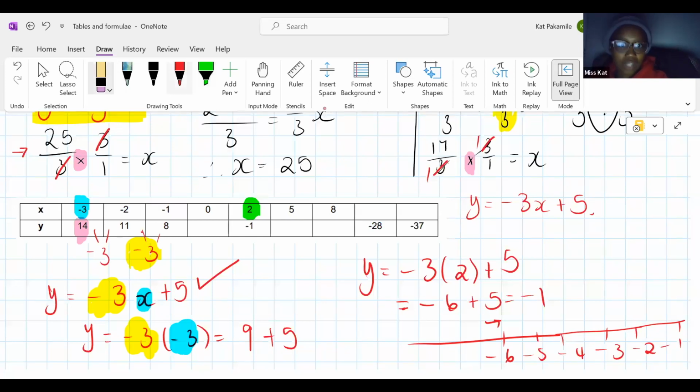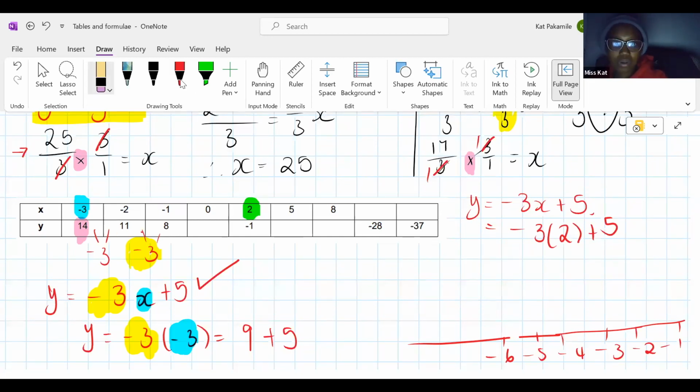x. So that's what we did, okay? So you're going to say -3 times 2 plus 5. Now we're going to integers. What's -3 times 2? It's 6, ma'am. Just 6.